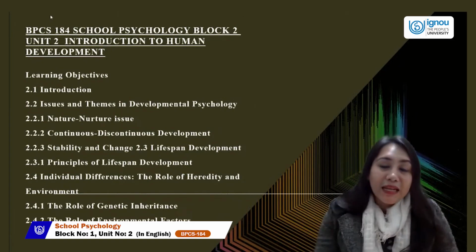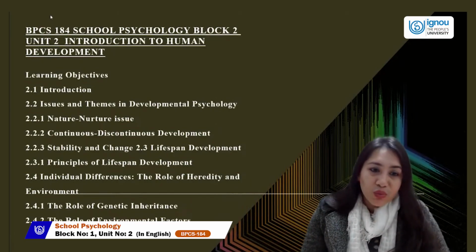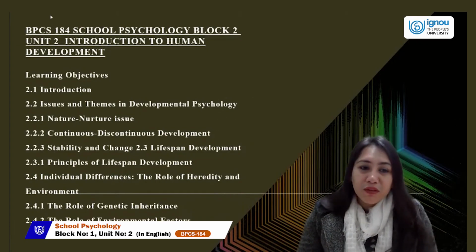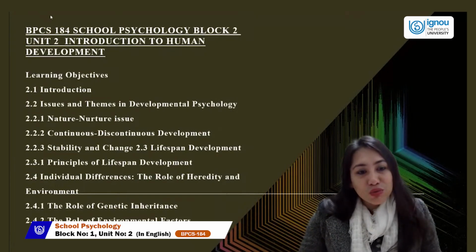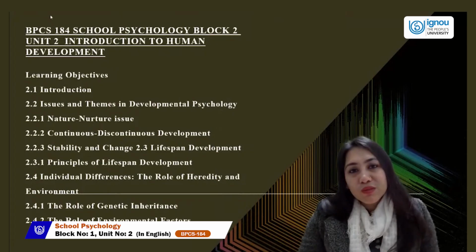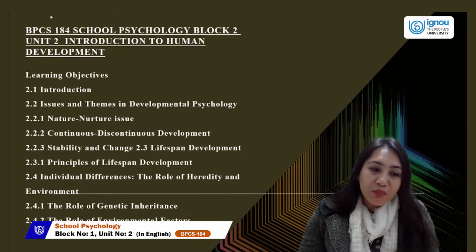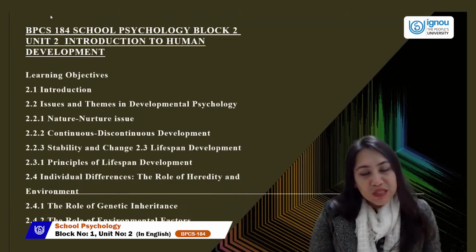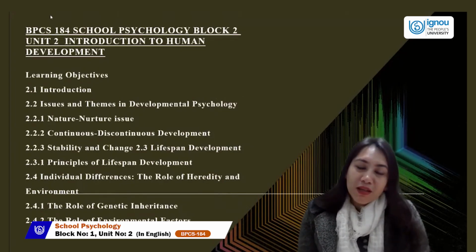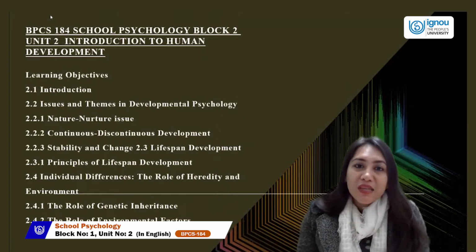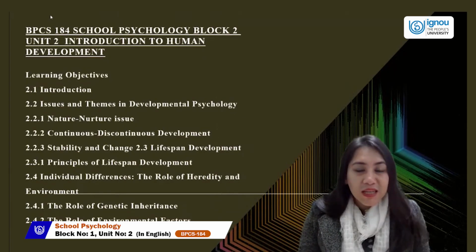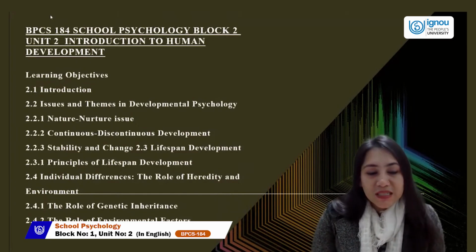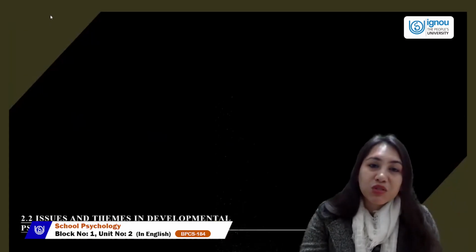Now moving to human development, what are we going to do in unit 2 is introduction. We are going to talk about issues and themes of developmental psychology: the nature and nurture issue, which is the prime issue of development, continuous and discontinuous development as an issue, and stability and change. We are equally going to speak about lifespan development, the principles of lifespan development, and some individual differences which we always need to know, as human lives always have differences when speaking about development. And what are these differences caused in development? The reason behind these individual differences is heredity and environment. And coming to the last points of the unit would be the role of heredity, which is genetic inheritance, and the role of environment that we are going to speak about in unit 2.